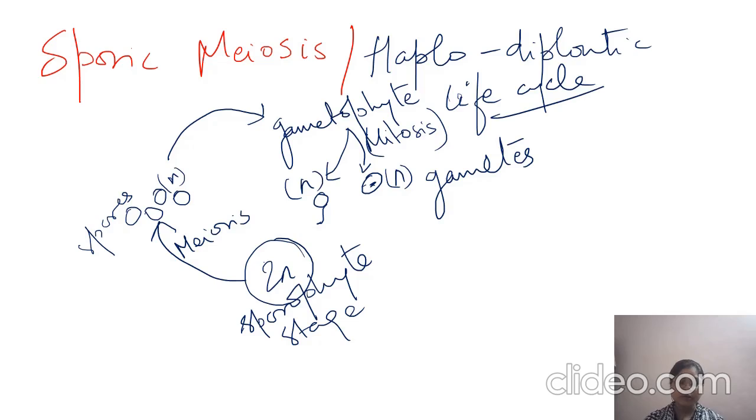And now these gametes will fuse together and give rise to your zygote, which will develop into your sporophyte. So this is called haplodiplontic life cycle, or sporic meiosis. So these are the different kinds of meiosis. We have seen the different ways by which your gametes are being produced. Now we will move towards gamete transfer.